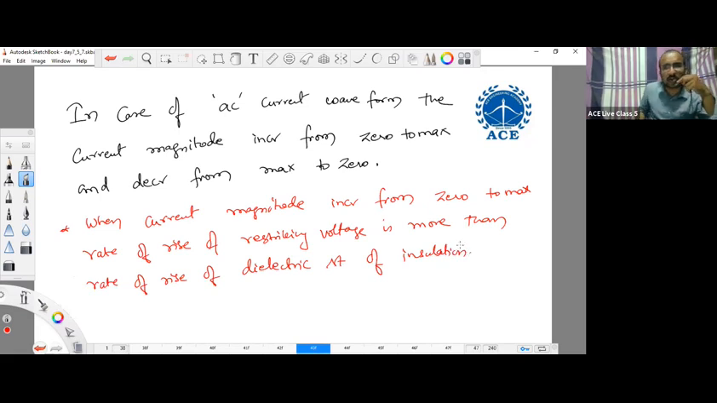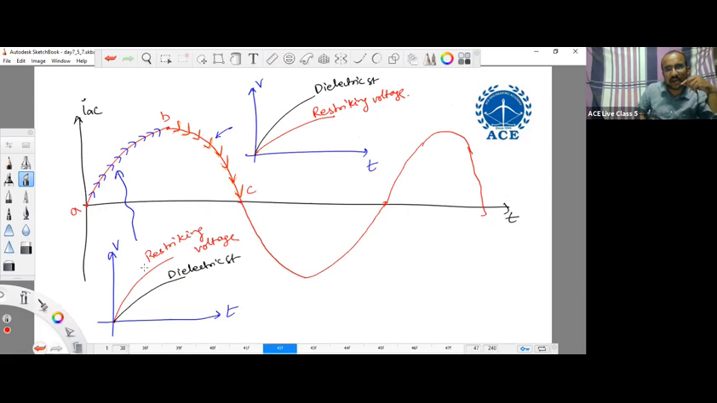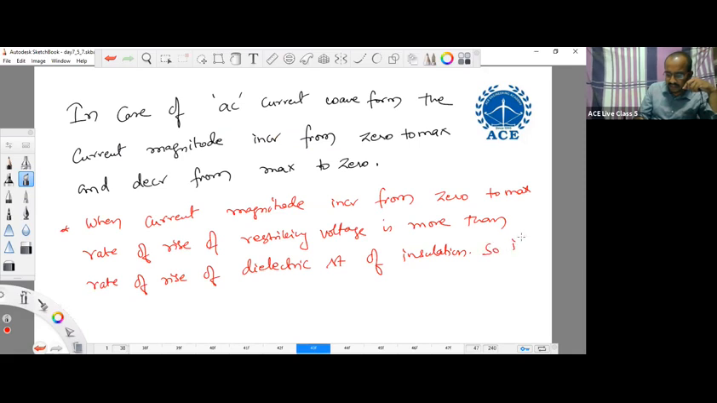So when the current magnitude is increased from 0 to maximum, the rate of rise of restriking voltage will be more than the rate of rise of dielectric strength of insulation. So even if you quench the arc during this interval A to B, the arc will restrike. Quench means remove.